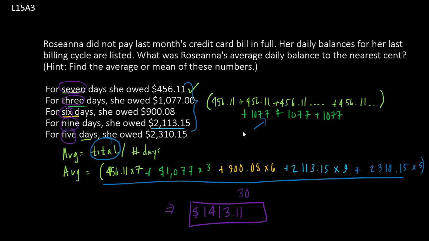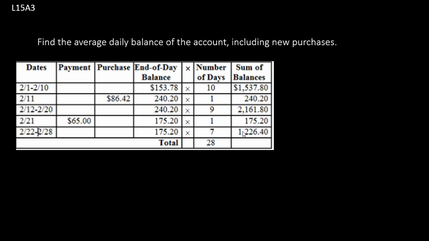Let's do one more example. So this time, instead of just giving us a short paragraph of the balances, they give us a small table. We're told to find the average daily balance of the account, including new purchases. So again, remember that our average daily balance, or any average in general, is going to be equal to the total, in this case we're talking about a total balance, divided by the number of things you're talking about. In this case, we're talking about days. So we need to find the total balance, and we're going to divide it by a number of days.